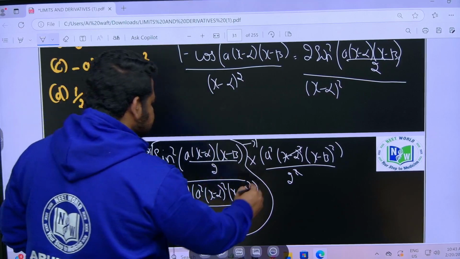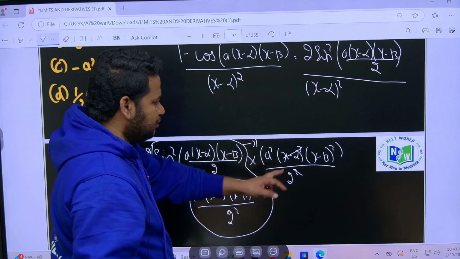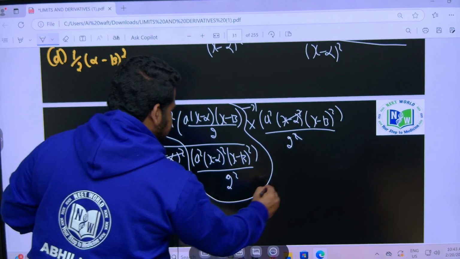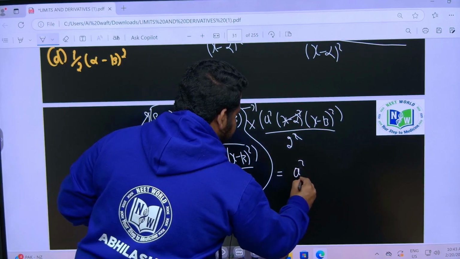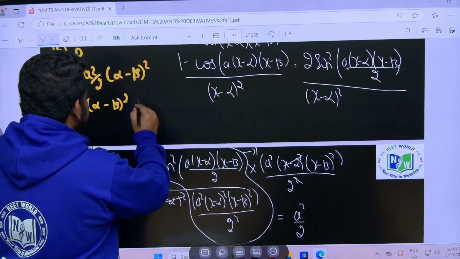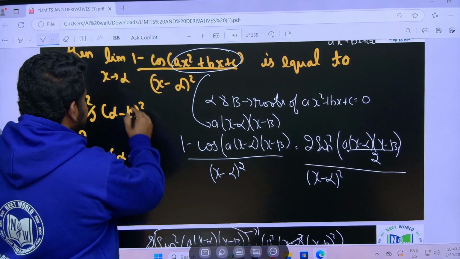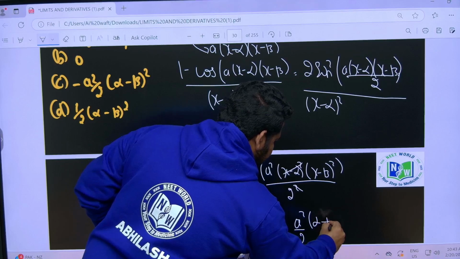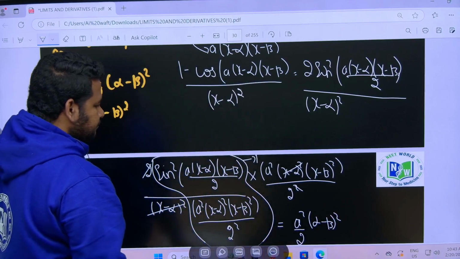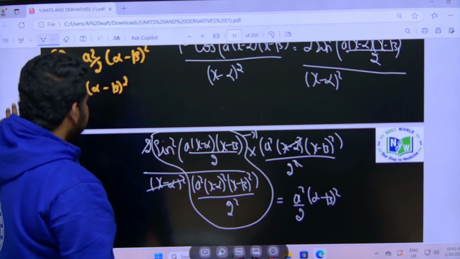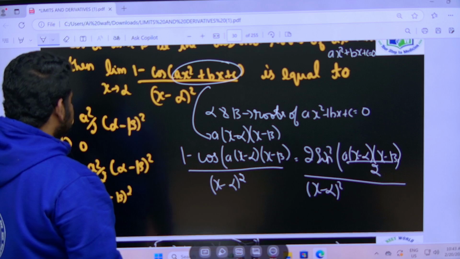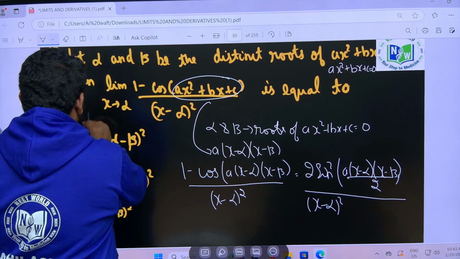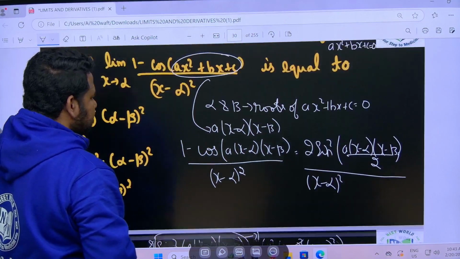So if I apply the limit, x tends to alpha, that is direct substitution, the answer I'll get is a square by 2. This is limit extending to alpha. So wherever x is there, I'll put alpha minus beta whole square, a square by 2. That is the option: a square by 2 alpha minus beta whole square, friends. Got it?